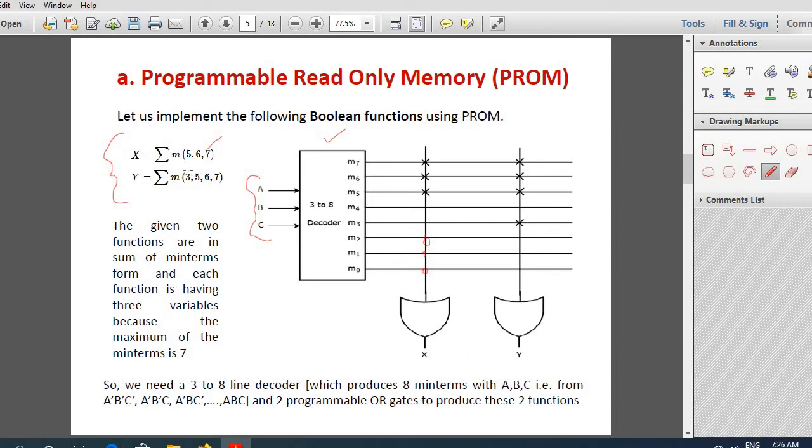So what is actually X? M5 plus M6 plus M7. You need to produce that, right? So only these three are required. The other fuses or the other connections here, here, here, all these will be blown away. That is, the wiring which was there will be melted or fused away. Similarly, for Y, you need 5, 6, 7 and 3. All the others will not be used. For showing that there is a connection, you put a cross mark. This is how you implement a function using PROM.